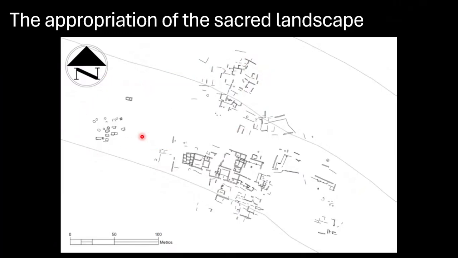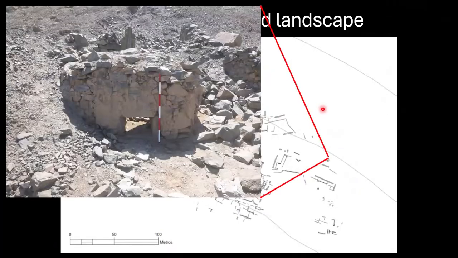We also have a funerary sector over here, but the most interesting thing in this settlement is the presence of three of these circular structures, with these small entrances. They resemble chullpas a lot, but we couldn't find any evidence of human remains around or inside them.